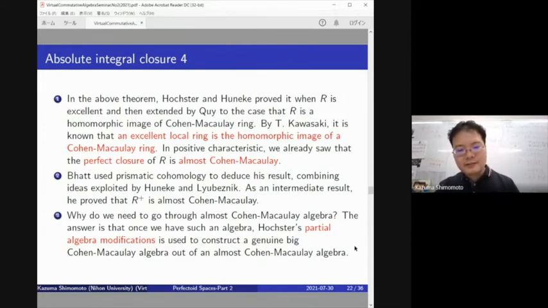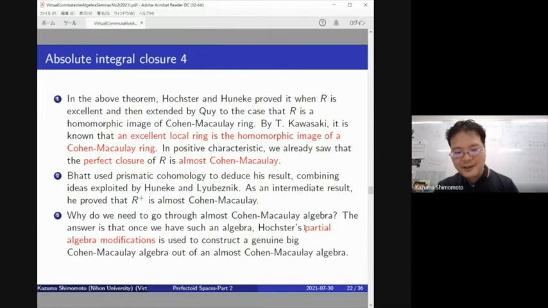So now here comes a question. I talked about almost Cohen-Macaulay algebras, but we need Cohen-Macaulay algebras, not almost. So why do we care about almost Cohen-Macaulay algebras? Here is the answer. Once we can construct an almost Cohen-Macaulay algebra, there's a technique which Hochster used in his construction of big Cohen-Macaulay algebras. This is called partial algebra modifications. I think I forgot to add the reference to Hochster's paper at the end of the talk.